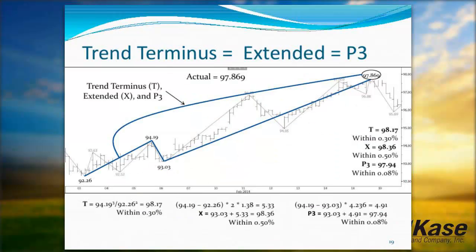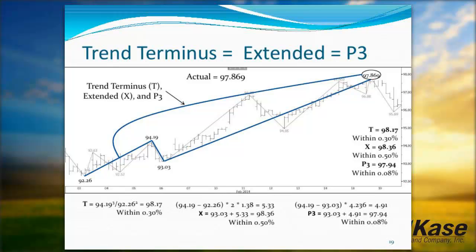And finally, the P3 in many cases will also end up lining up with the trend terminus and extended, or T and X targets. Again, coincidental, doesn't always happen, but many times you'll see one of these corrective wave projections line up with one of the impulse projections, and many times the highest projections are going to be either the T, X, or P3. Quite coincidentally, these 3 will line up together in 5-wave formations, or 5-wave trends, or even sometimes nested complex 3-wave moves.